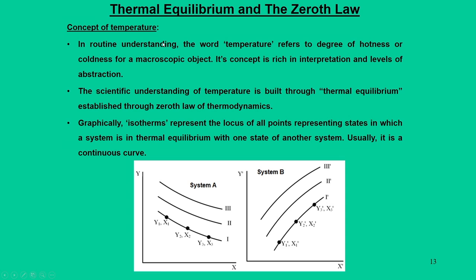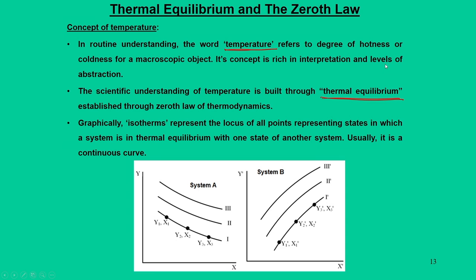Then let us move to the further inferences that we get out of this Zeroth law, that is thermal equilibrium. The first point that the Zeroth law gives is the concept of thermal equilibrium. While understanding this concept, if you want to quantify it, then the word temperature drops in, and in a layman's sense it refers to the degree of hotness or coldness of a macroscopic object.